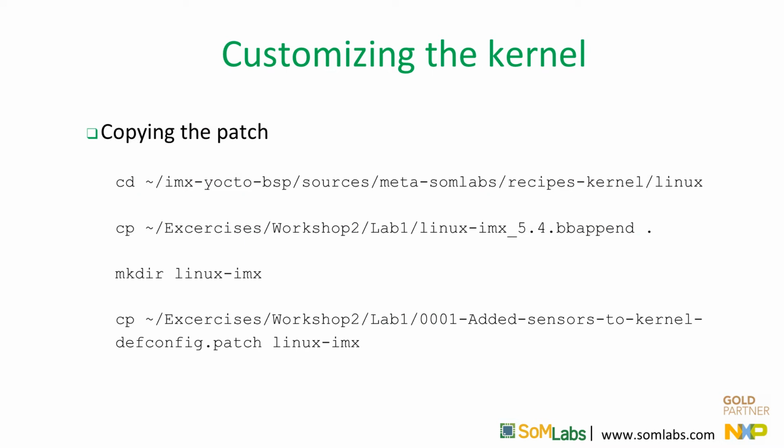Modified files containing the corresponding changes to the kernel recipe are available in the Exercises Workshop 2 Lab 1 directory and can be copied directly into the recipe. To do this and skip creating the patch by yourself, go to the recipe directory and override the existing bbappend file with the file from the Exercises Workshop 2 Lab 1 directory. Then create a new linux-imx subdirectory in the recipe and copy the patch file with the kernel configuration.